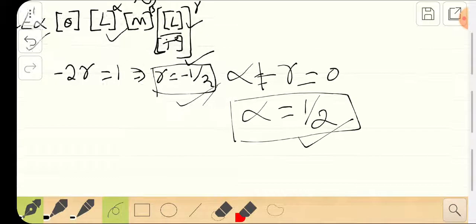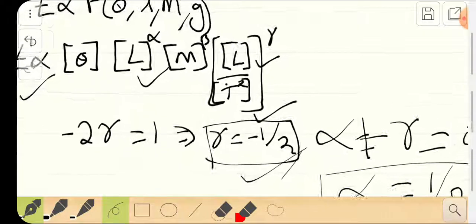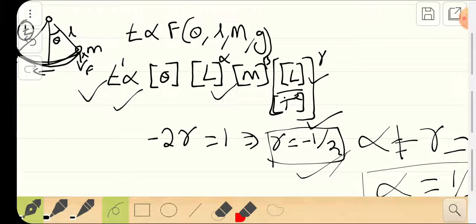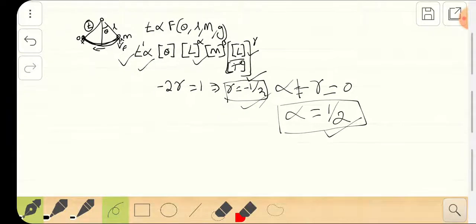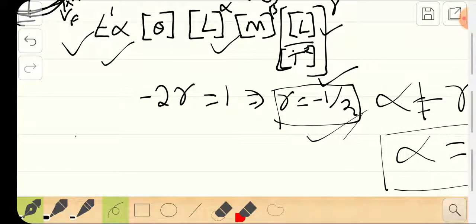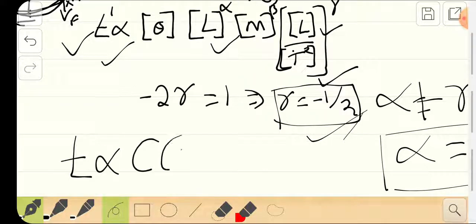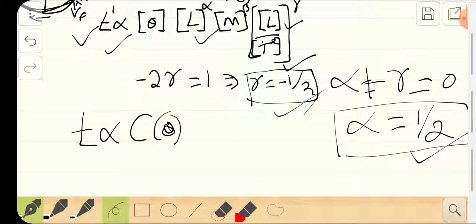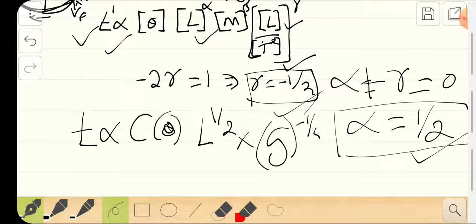Now we got alpha and gamma, and the only thing left is that m has beta, so there is no beta term on the left side. That means beta is equal to 0. So that's it. Our solution will comprise some constant, which will be a function of theta, times L raised to 1 by 2, that's alpha, times L by T squared, that's g raised to minus 1 by 2.